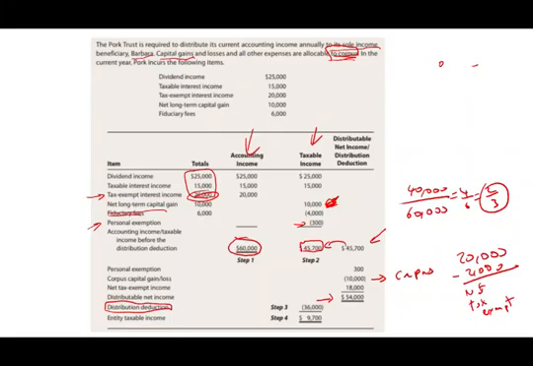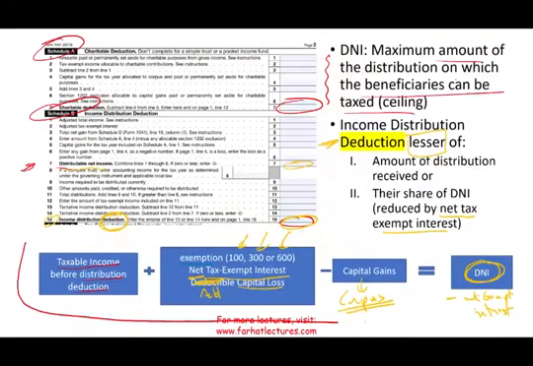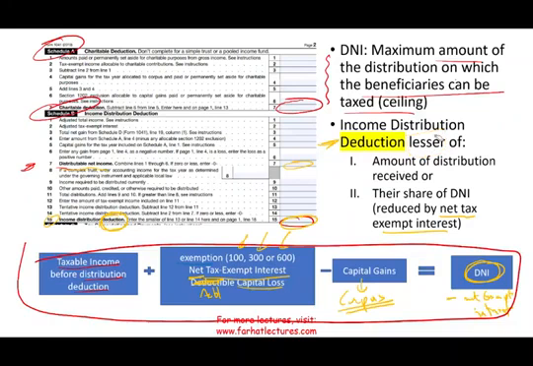Well, we're going to have to find out our deduction. Remember, how do we find the deduction? Let me just show you real quick on the prior slide. This is the DNI formula that we used. Now the income distribution deduction, and this is what we're trying to find out, is the lesser of the amount of distribution received or the share of DNI reduced by net exempt interest. Now, we don't have the amount of distribution received? Yes, we do. We said distribute everything, 60,000. Now we're going to compare 60,000 to DNI minus tax-exempt interest.